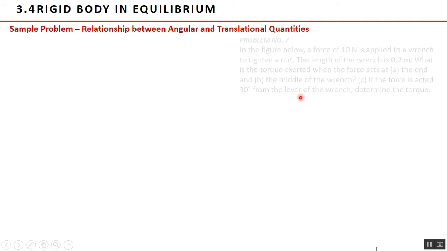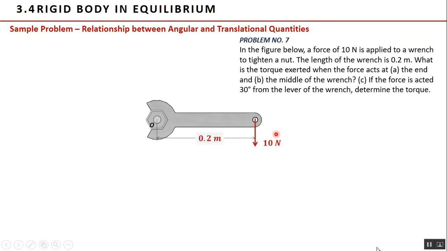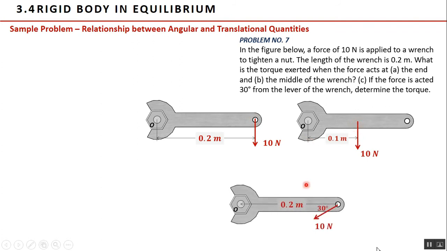Let us answer this first problem about torque. Problem number 7. In the figure below, a force of 10 newtons is applied to a wrench to tighten a nut. The length of the wrench is 0.2 meters. What is the torque exerted when the force acts, letter A, at the end, and letter B, in the middle of the wrench? Letter C, if the force is acted 30 degrees from the lever of the wrench, determine the torque.